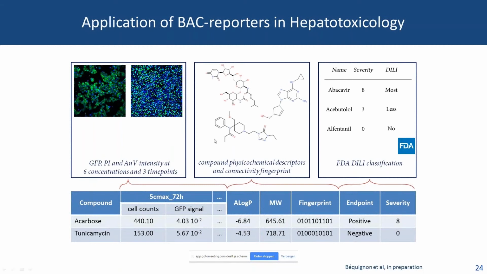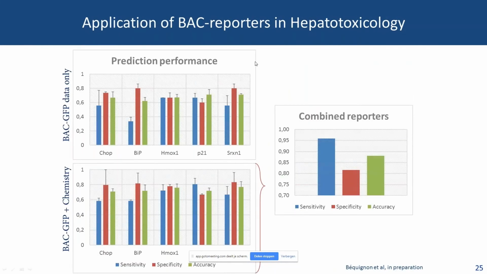But besides that, we also have information on the compounds. So, for example, the molecular weight, the log P, electronegativity, or polar surface area, all kinds of chemical descriptors that we already know from these chemicals. And by combining all this data, also with our neural network approach, we eventually could get a very nice prediction. So a sensitivity of 96%, a specificity of 82%, and a total accuracy of 88%, which is of course a very, very big improvement if you compare it to other assays that claim to have very good predictivity on DILI.